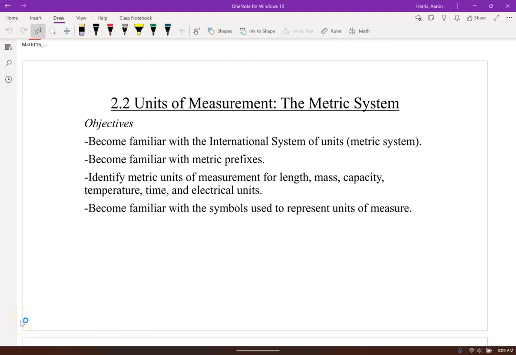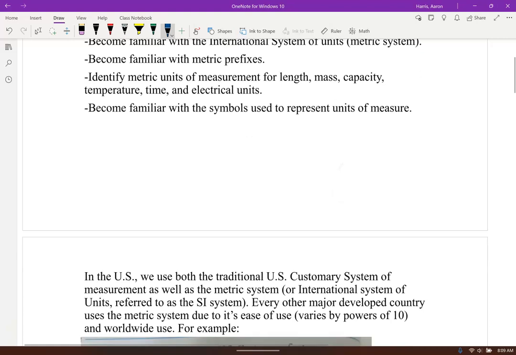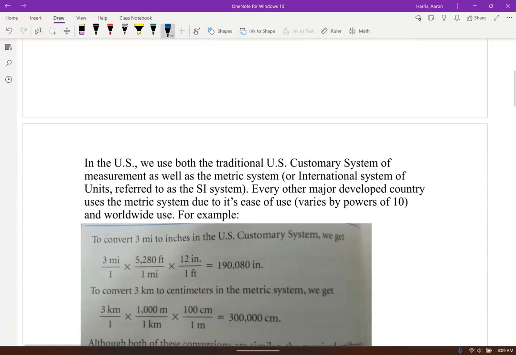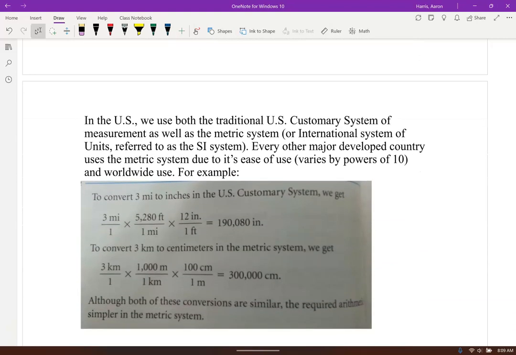So section 2.2, we have the metric system. Here's our objectives: to become familiar with the metric system, its prefixes, and identify units of measurement, and become familiar with the symbols used to represent those units of measures.